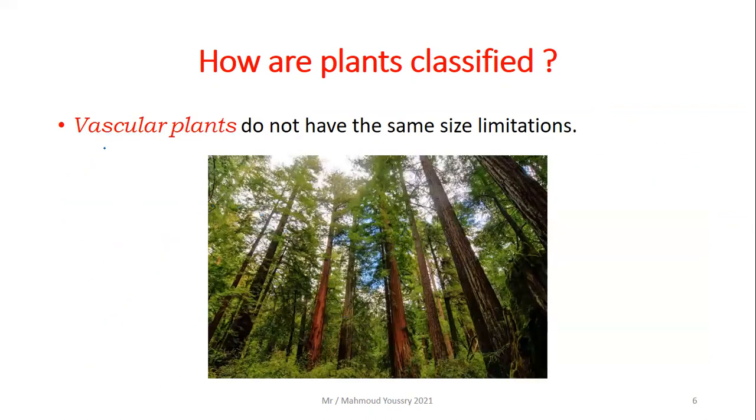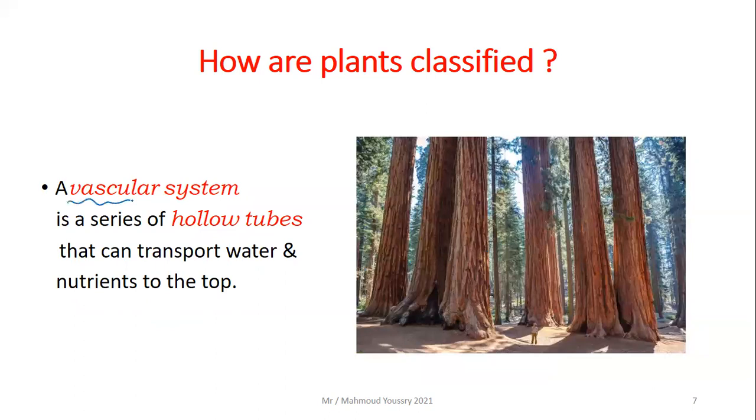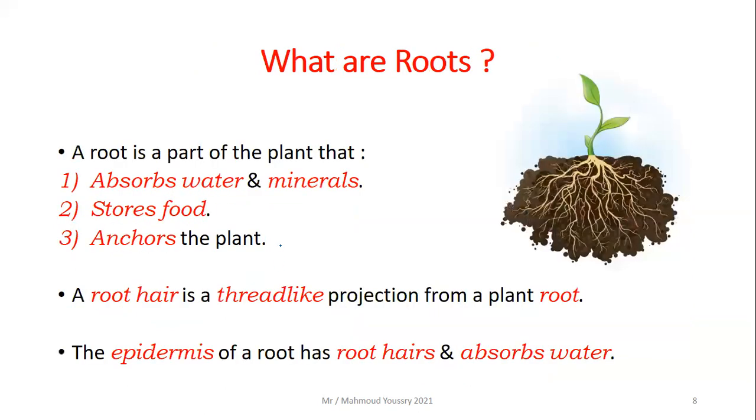What about vascular plants? Vascular plants have a vascular system, xylem and phloem. Vascular plants do not have these size limitations, so they can grow taller and bigger. A vascular system is a series of hollow tubes. Hollow means empty from inside, and these tubes can transport the water and the minerals to the top. Can you imagine? This is a grown-up man, and these are huge trees. Due to the presence of the vascular system, the water comes all the way from the roots up to the top of these plants.